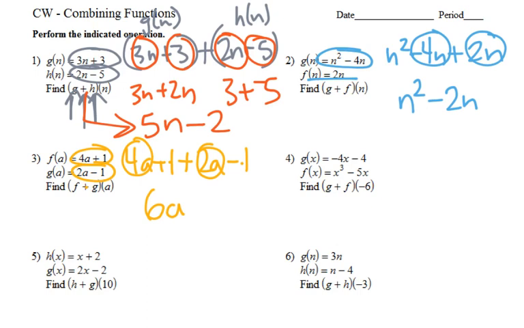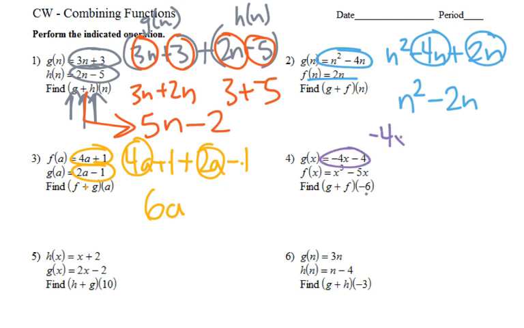Now the difference we see with 4, 5, and 6 is that instead of a variable, we've got a number here. Before we had a variable, so we combined with the variables. So there are 2 ways we can do this one. The first way is just like we've done, and then we put the number in where the variable would be, and it would look like this.